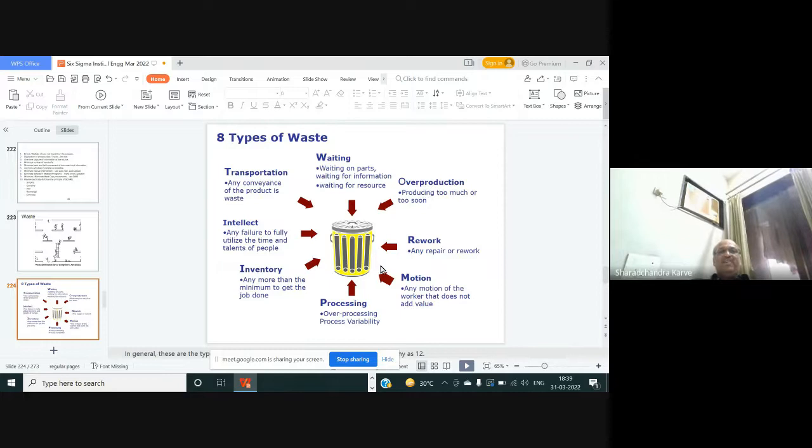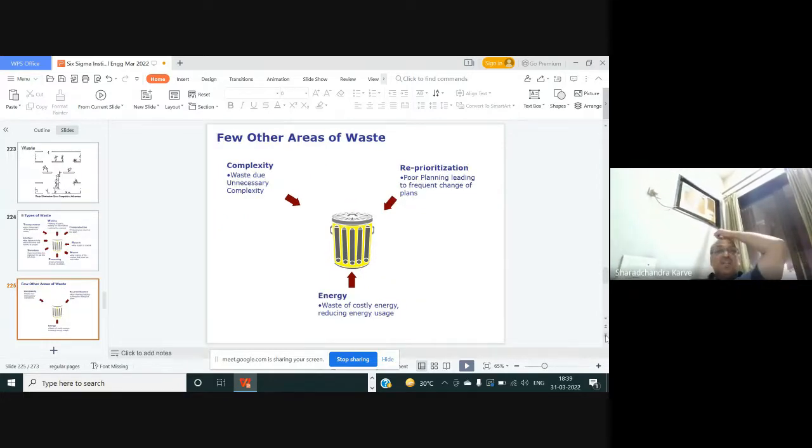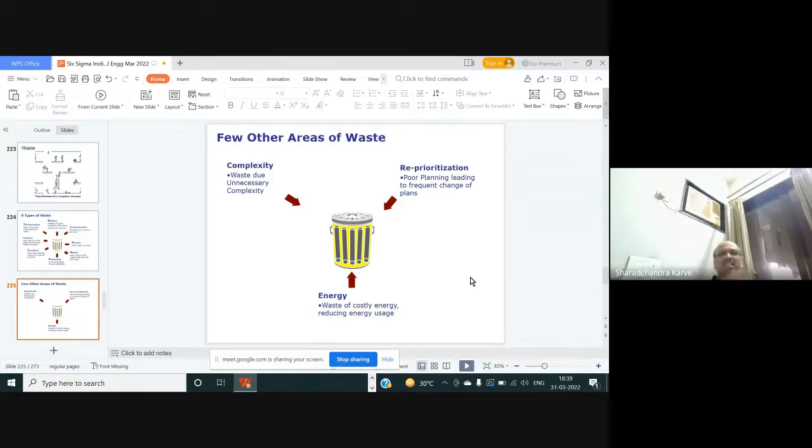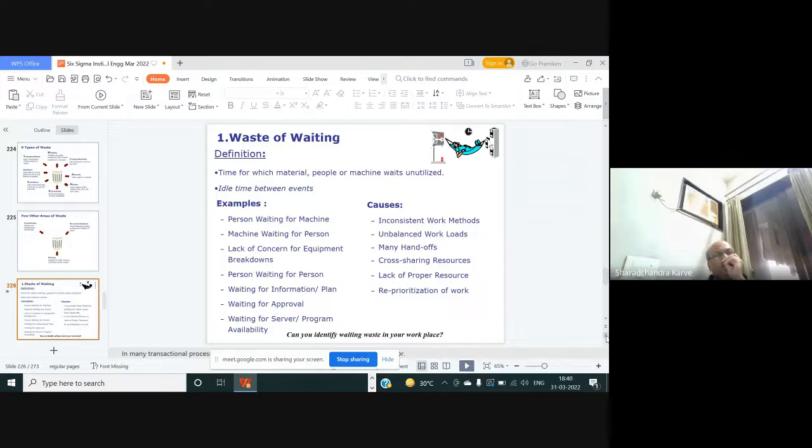WORMPIT, worm pit. So we'll understand what is the meaning of a waste. There are other areas of waste: reprioritization, energy waste, and complexity in the processes. Due to unnecessary complexity in the process, we produce waste, which means we lose decision making or wait sometimes, etc. That is what is being emphasized here. So let us look at the 8 types of waste.